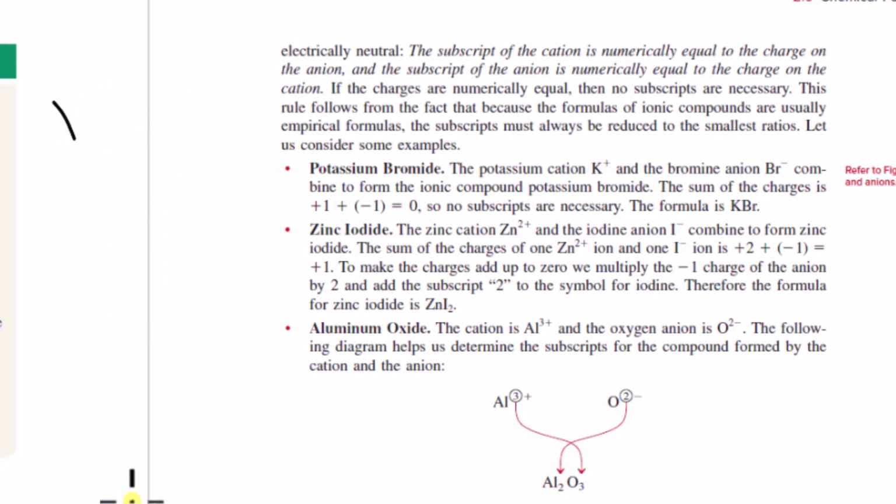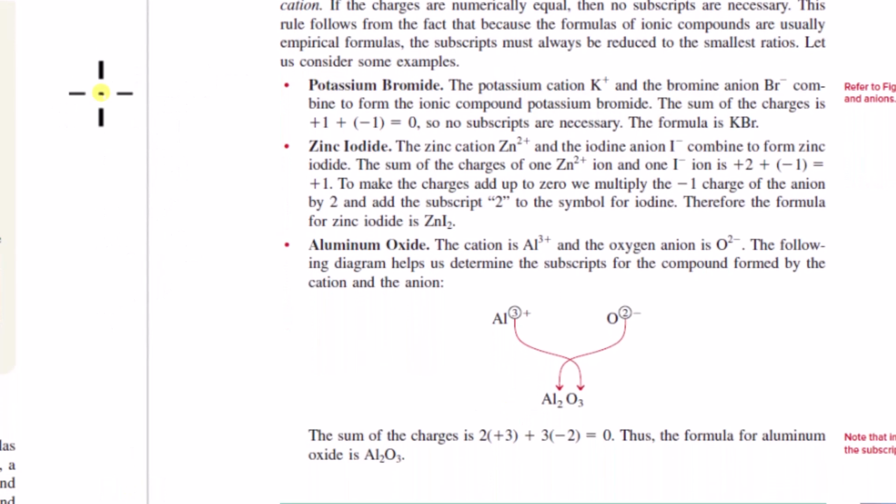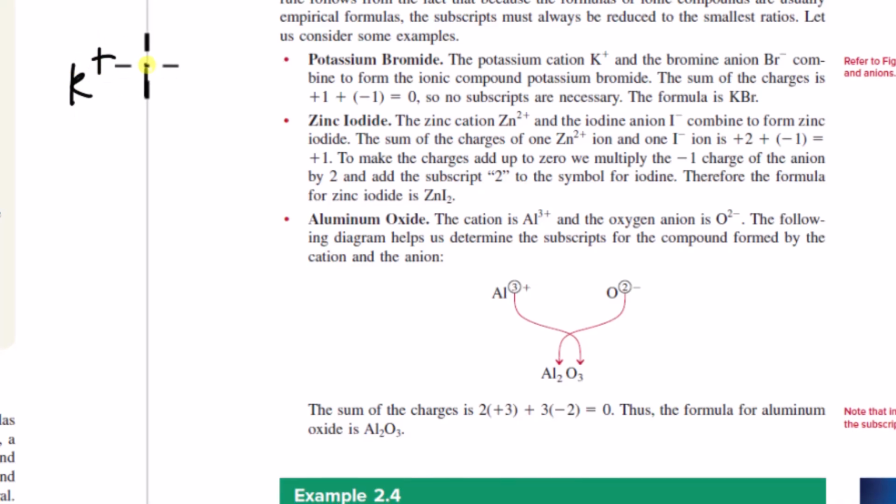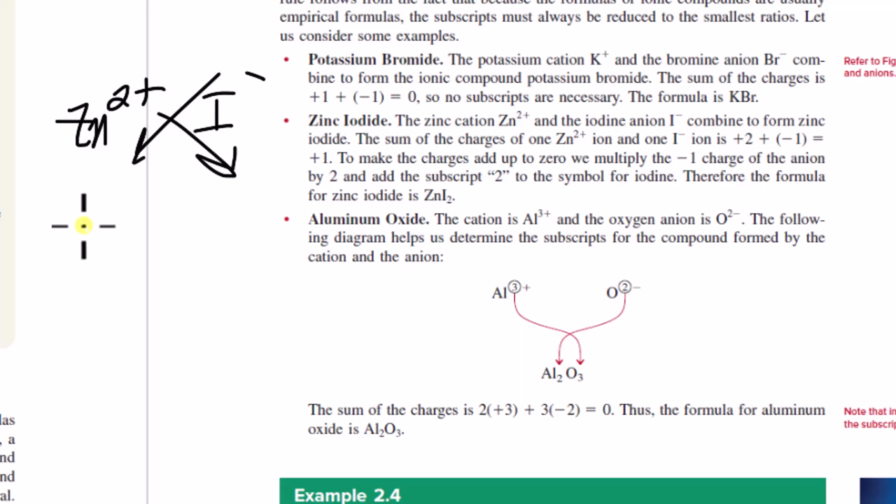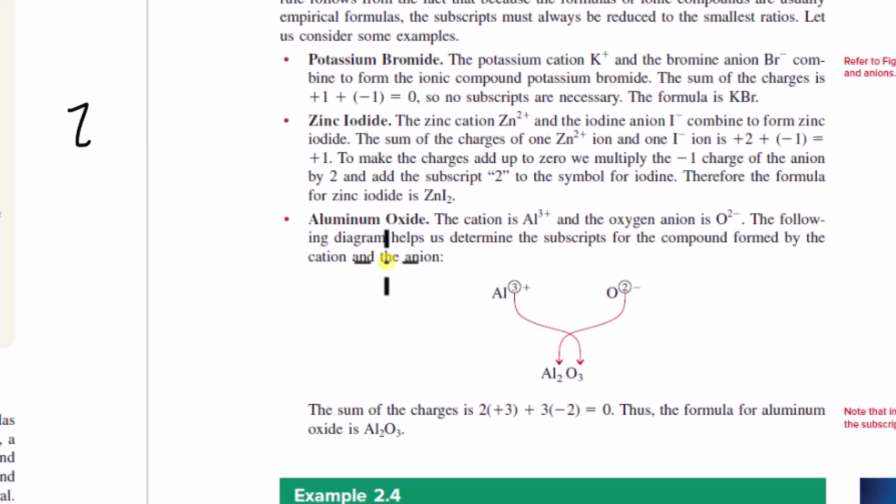Okay, so they give a few examples here. You've got potassium bromide. The chemical formula for this ionic compound is going to be KBr. Zinc iodide, Zn2+ and I-, so ZnI2, right? And then aluminum oxide we just did, Al2O3.